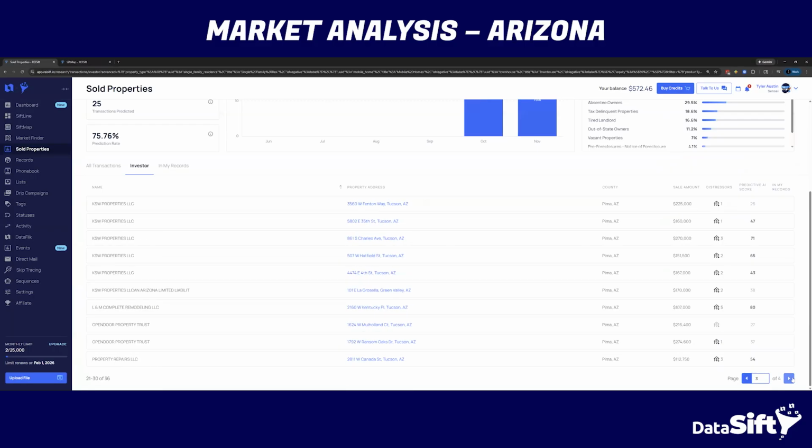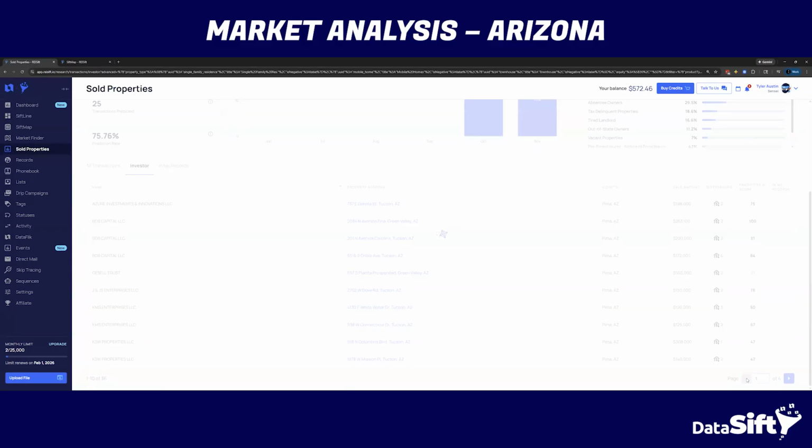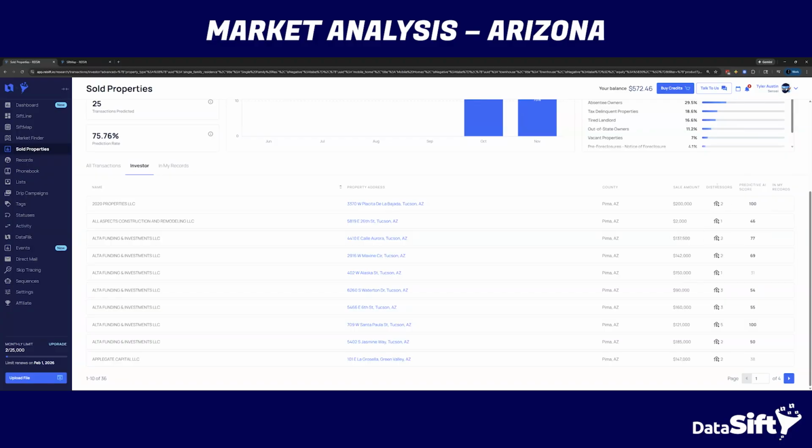And so what I'm going to do now is hover over some of these deals that sold and look at the distressors. So pre-foreclosure, high equity, senior owners, high equity, tax delinquency, high equity, senior owners, probate, senior owners, high equity. Because I'm pulling the senior owner data, I'm obviously also pulling pre-probate, right? So I'm just not specifically saying that they have to be pre-probate.